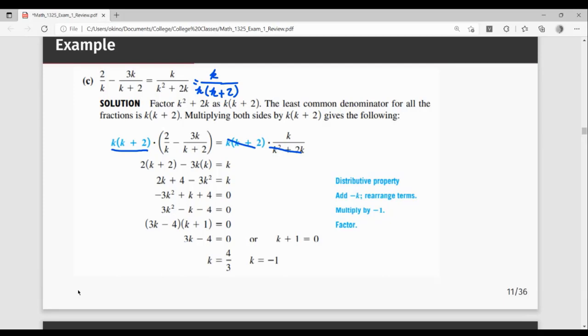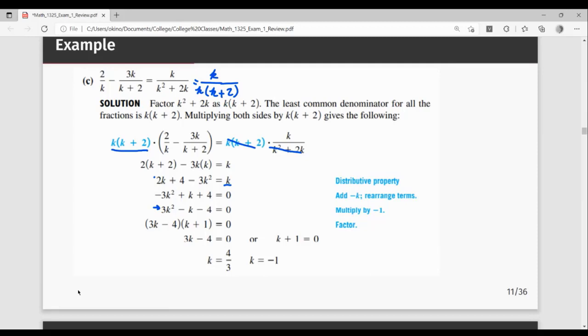Let's bring everything to one side. So we have negative 3k squared plus k plus 4. We brought this k over, and we canceled out this 2k. And then let's multiply by -1 because we want this factor to be positive, just so it's easier to work with. We can do that because of the multiplication property of equality. So we'll have a positive 3k squared minus k minus 4, and 0 times -1 is still just 0.